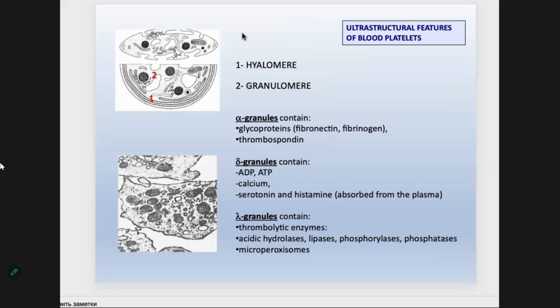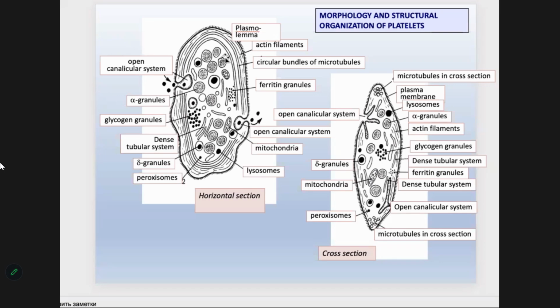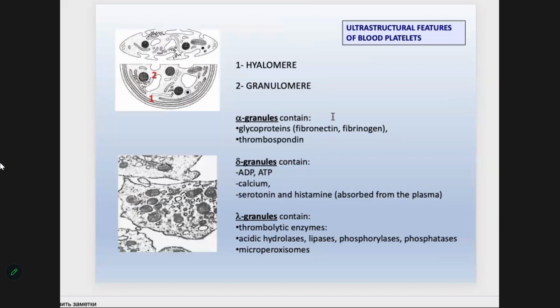So we told about the hyalomere, and now we are speaking about the granulomere. Granulomere is situated in the center of the thrombocyte and consists of a system of granules. All granules are subdivided into three main groups: alpha granules, delta granules, and gamma granules. All granules house biologically active substances with many important functions.